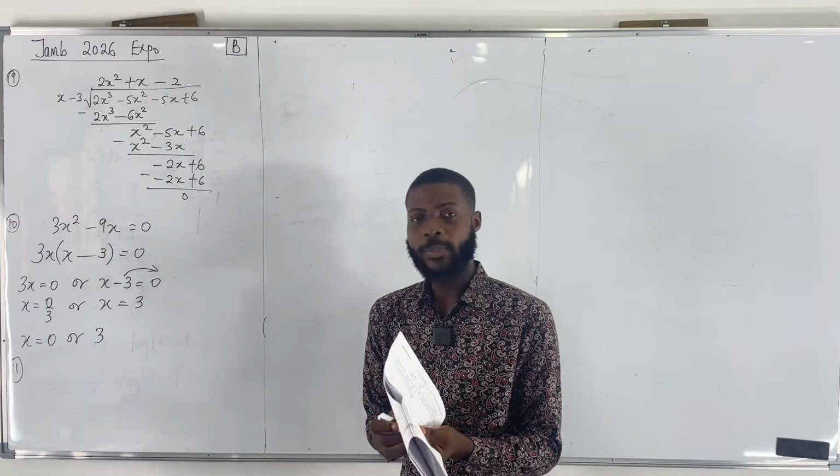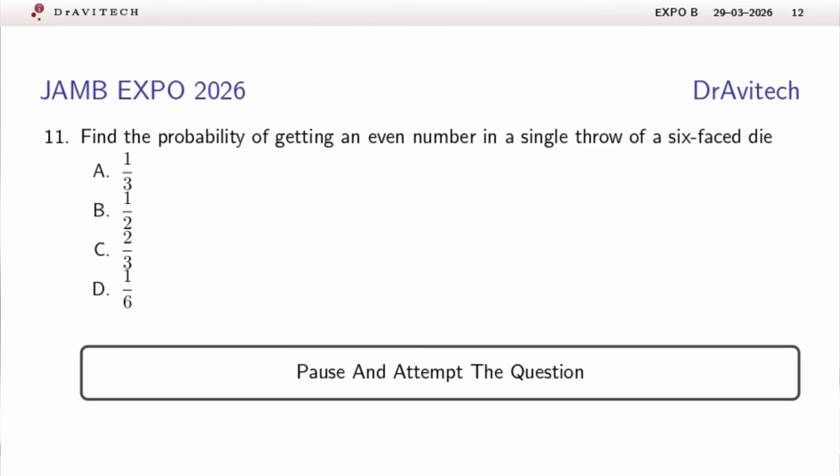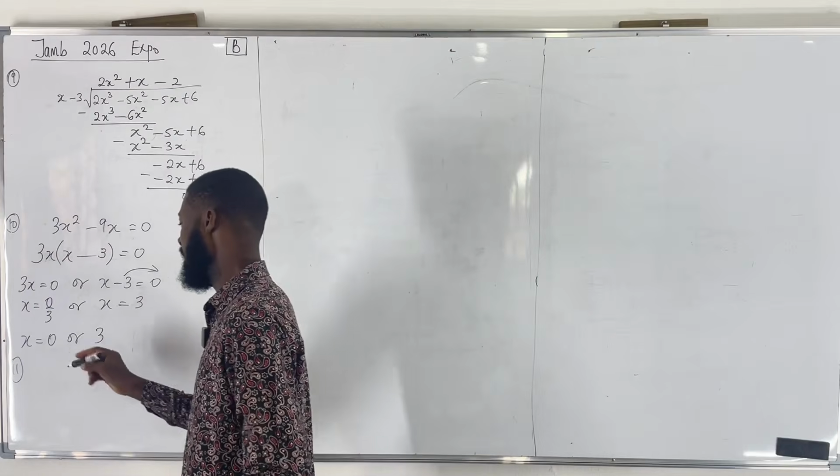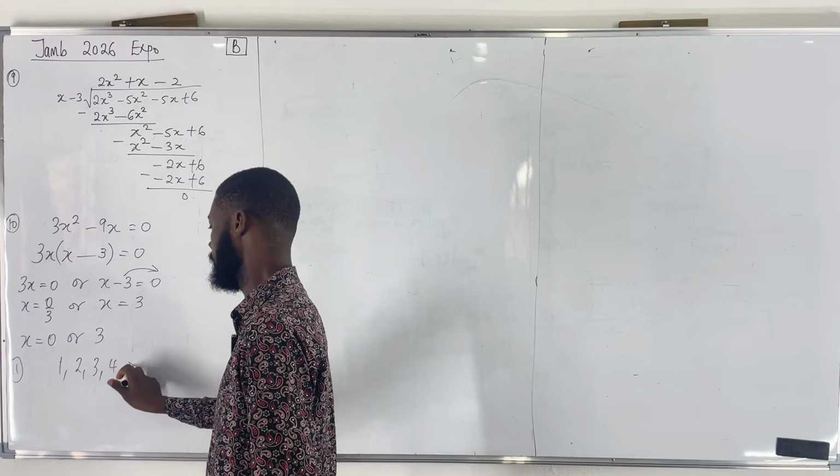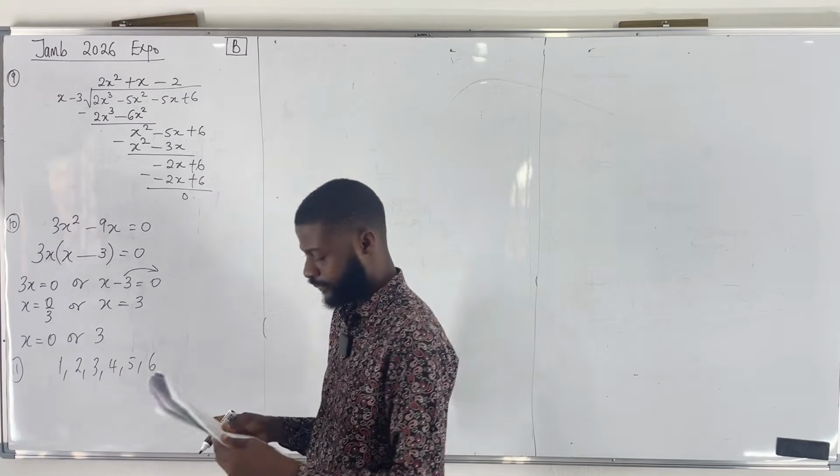Remember to pause the video and try to solve this question. Find the probability of getting an even number in a single throw of a 6-faced die. Now, those of you that play Ludo, one of them is a die. So that Ludo has 6 faces: 1, 2, 3, 4, 5, 6.